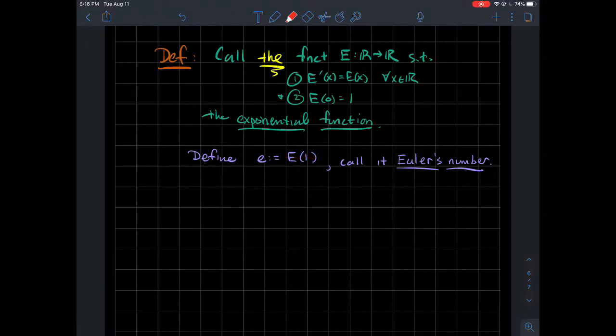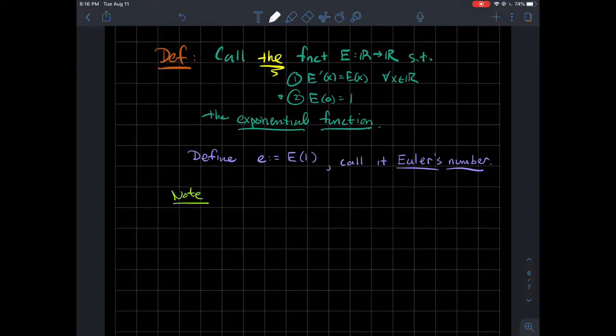Now maybe you've seen how little e is defined in terms of some kind of a sequence, like the limit as n goes to infinity of 1 plus 1 over n, all raised to the nth power. Yes, that's the same e that I'm talking about here. I'm just not thinking about e in that way right now. I'm telling you a different way to think about e.